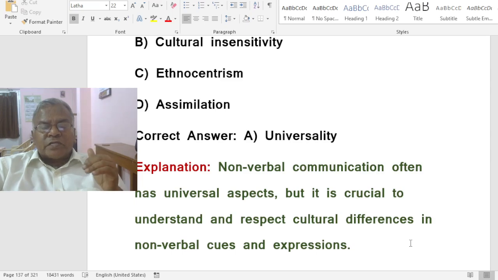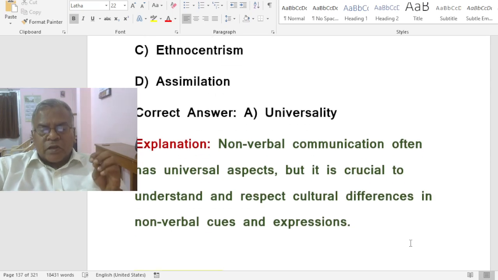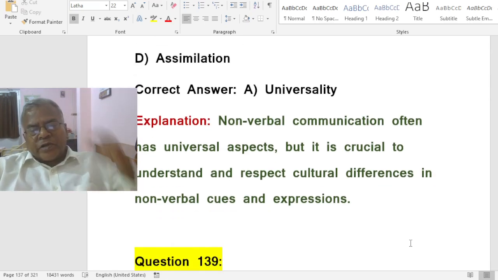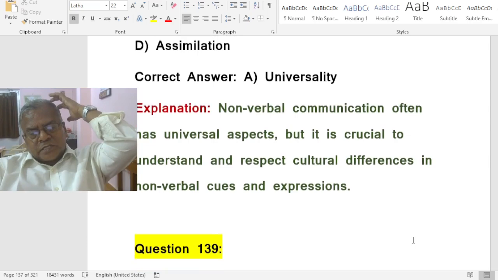Non-verbal communication often has a universal aspect, but it is crucial to understand and respect cultural differences in non-verbal cues and expressions. Non-verbal communication often has universal aspects.